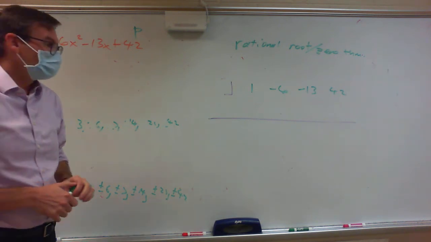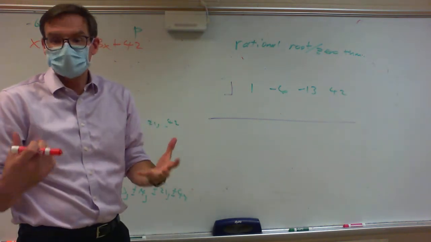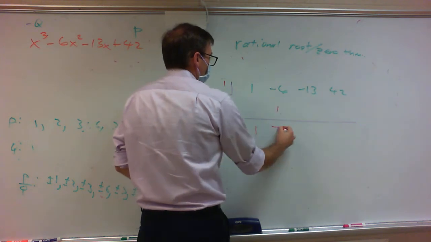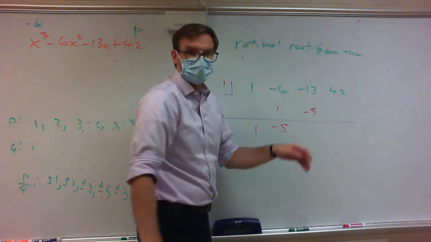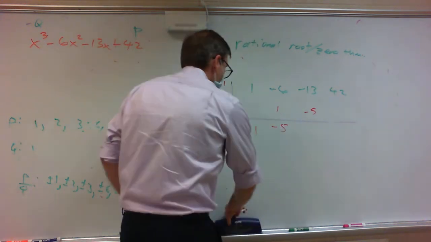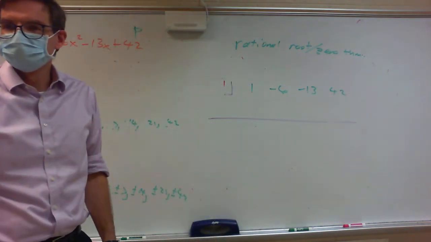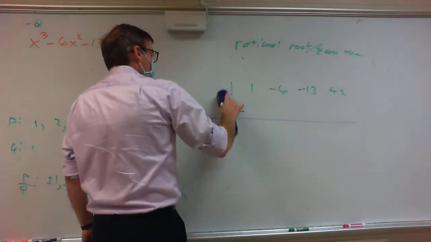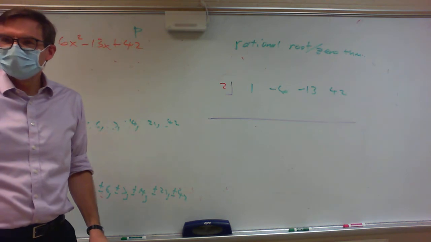No. I mean, you can try it, but you find out quick. The idea is once you find out it doesn't work, stop. I'm going to try 1. Okay, 1, -5, -5. No way that's going to work, right? There's no way I'm going to get 0 at the end of this. Does -1 work? No. Does 2 work?